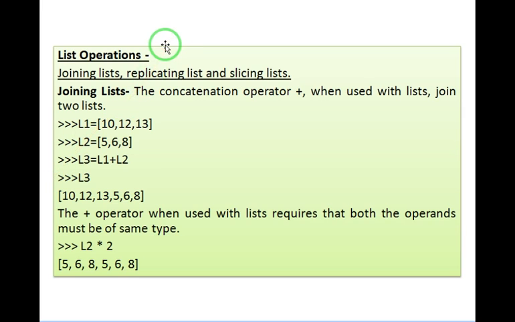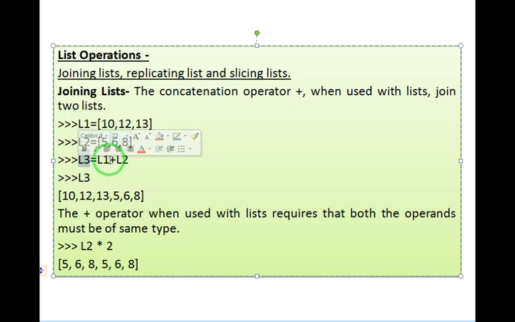Next comes joining lists. As I have already told you, the plus operator is used to concatenate or join lists. Here we have two lists, L1 and L2. I have created one more list, L3, in which I am concatenating and joining L1 and L2. So we get a new list which is made up of both L1 and L2.